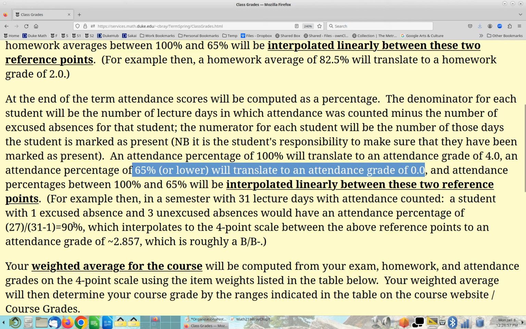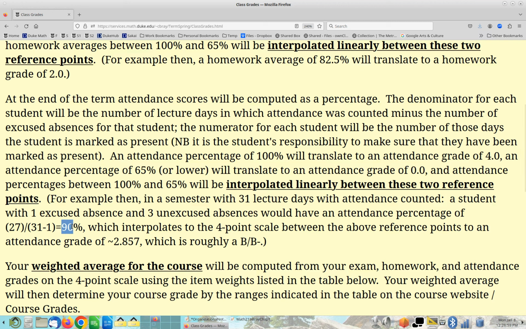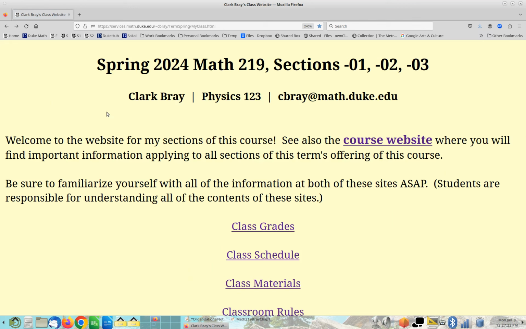So anyway, point is that 90% translates to an attendance grade which is only about a B or B minus. So 3 unexcused absences, again, it doesn't sound like much, but that takes your attendance grade down significantly. So make sure to be aware of that and make sure to come to class. Again, that's what we're here for. Okay. All right. So let's see here.